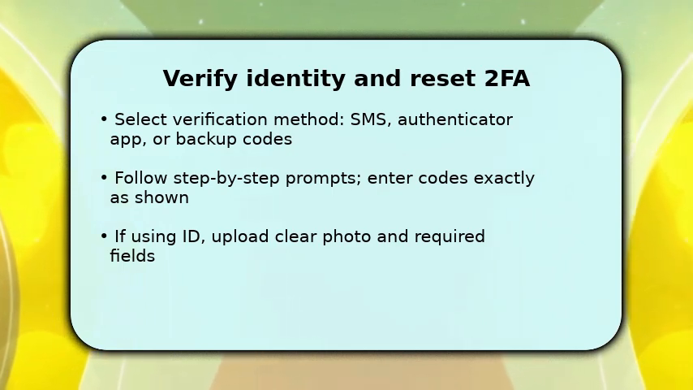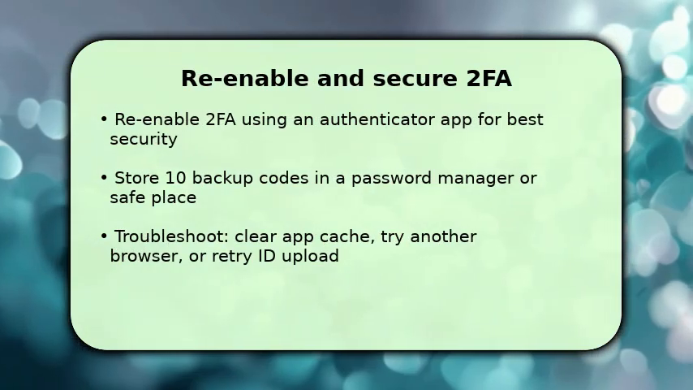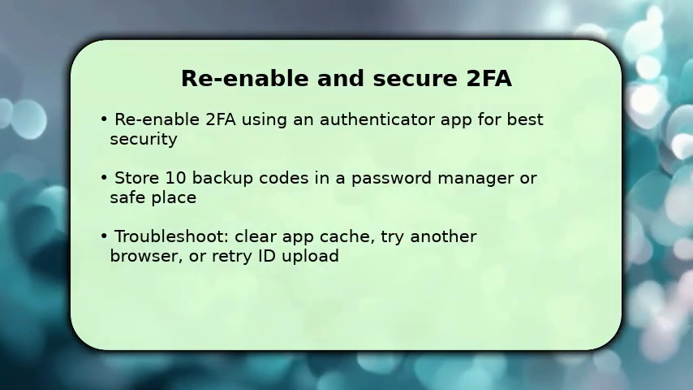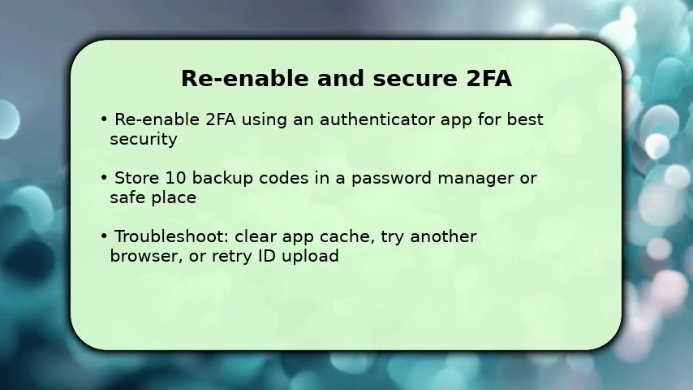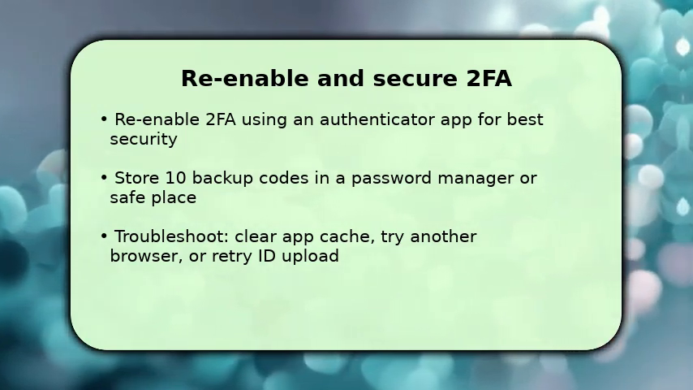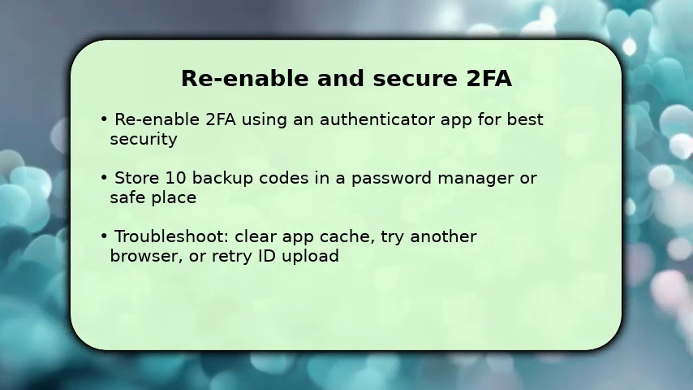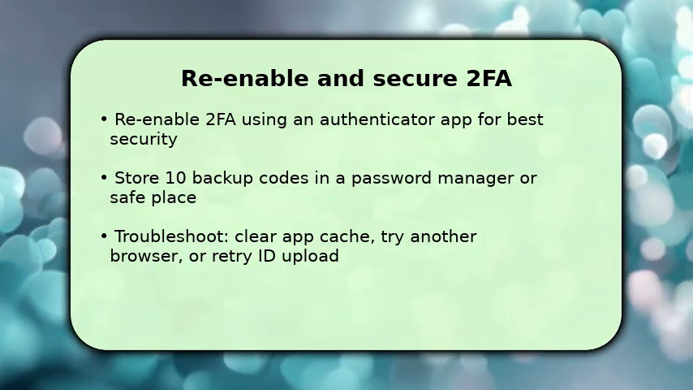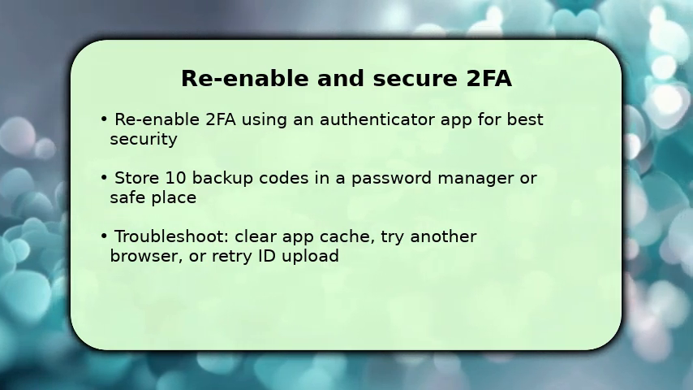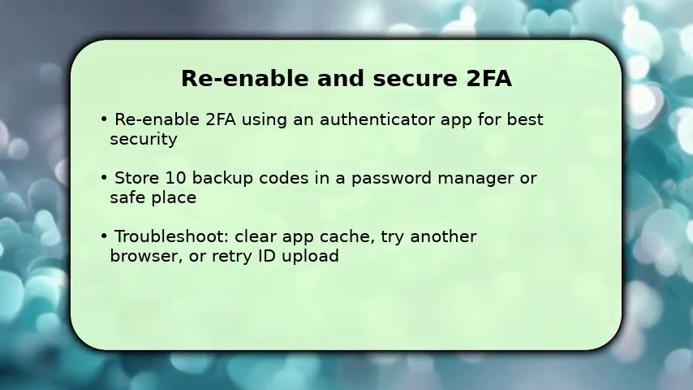After regaining access, immediately re-enable two-factor authentication and prefer an authenticator app for stronger security. It avoids SMS interception. Scan the QR code or enter the setup key, then save the generated backup codes somewhere secure like a password manager. Make sure trusted contacts and a recovery phone or email are updated.